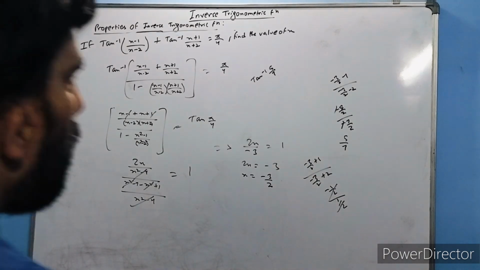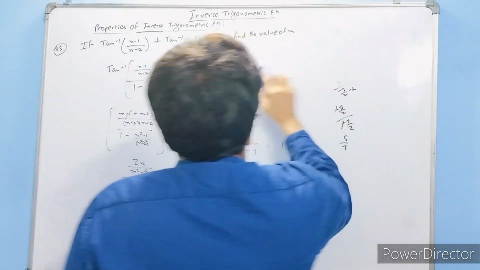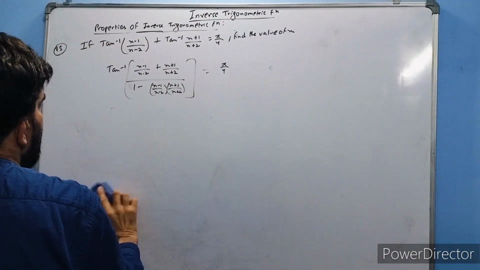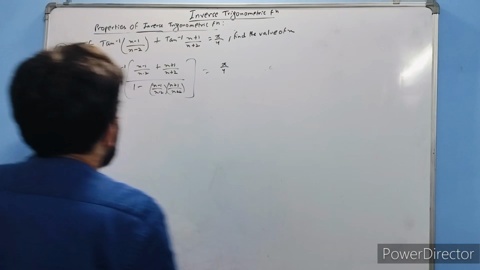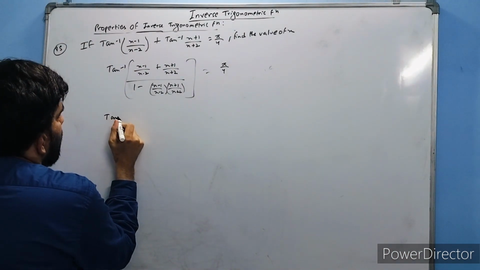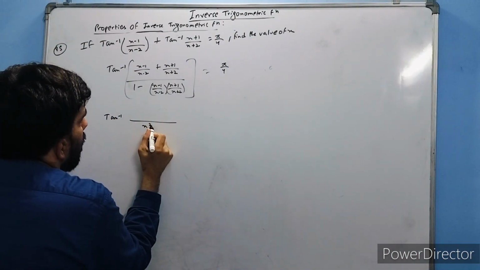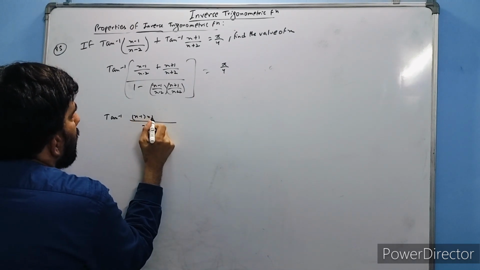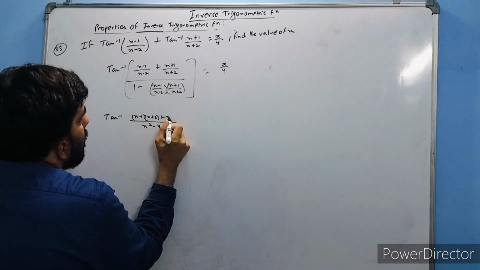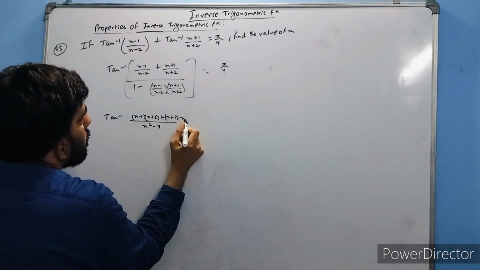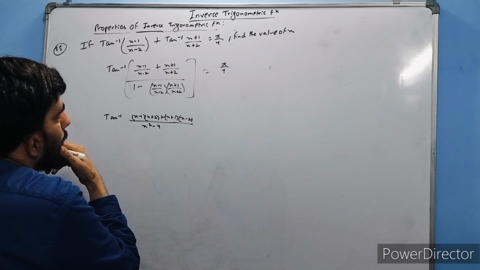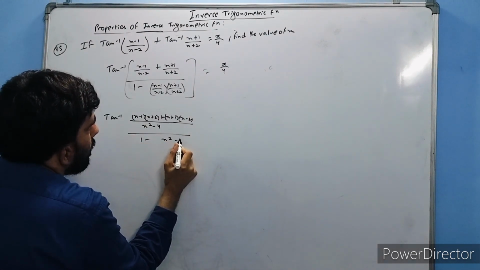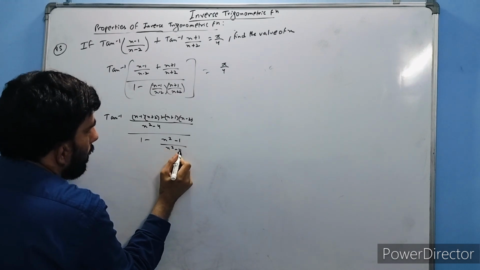Now we'll try to see what mistake we have made here. That is what we can do here, in a very simple way. If I add this, I get x square minus 4. So what I need to do is (x minus 1) into (x plus 2) plus (x plus 1) into (x minus 2). Now upon, I have 1 minus x square minus 1 upon x square minus 4.